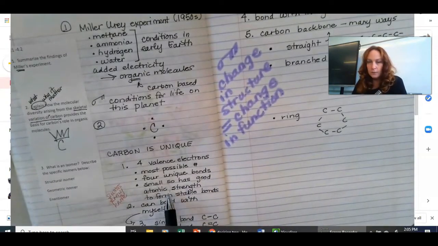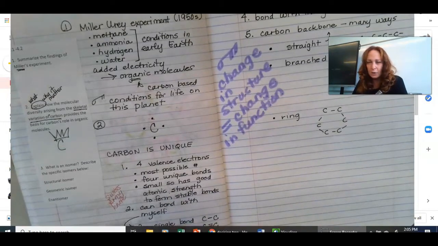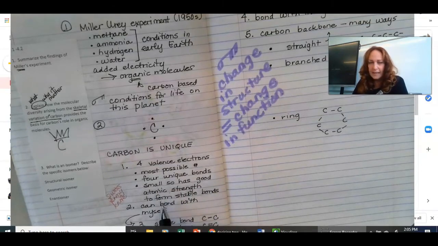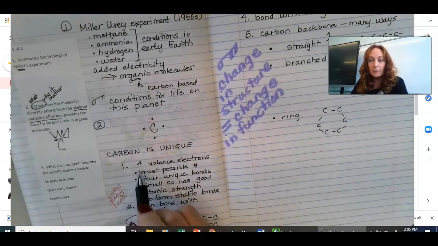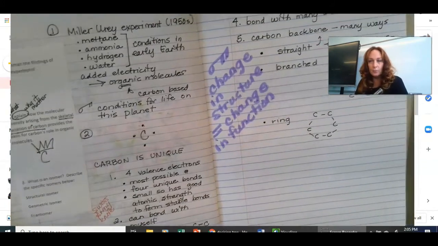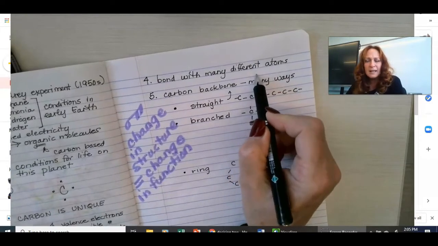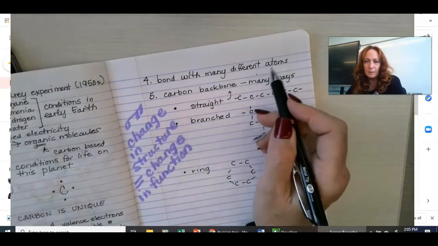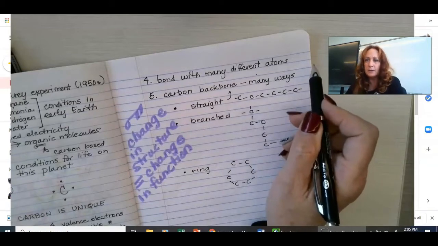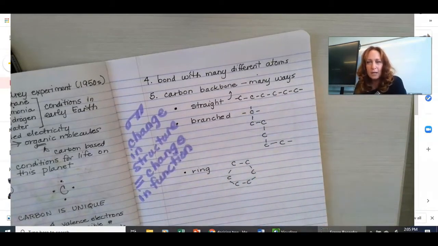Carbon, with its small atomic size and nucleus relatively close to the electrons, has the ability to form stable bonds, and it makes a bunch of them. How many? The most possible: 4. And it can bond with itself, single, double, triple. We're going to talk about why that matters in a second. And it can bond with all kinds of things, not just stuck bonding with itself. And then it can make the backbone in a whole bunch of different shapes.